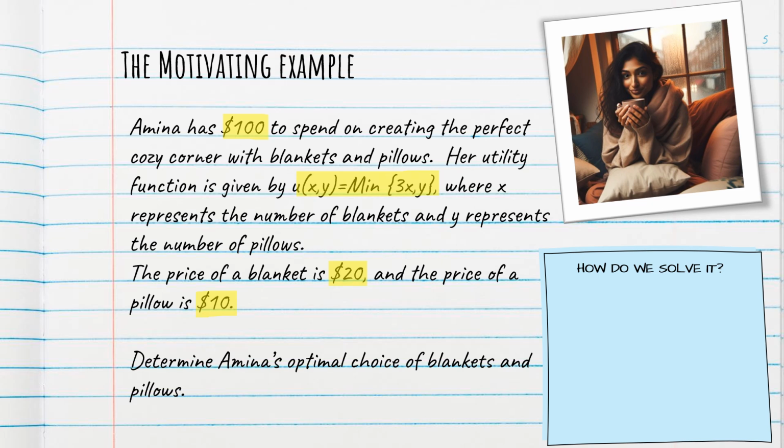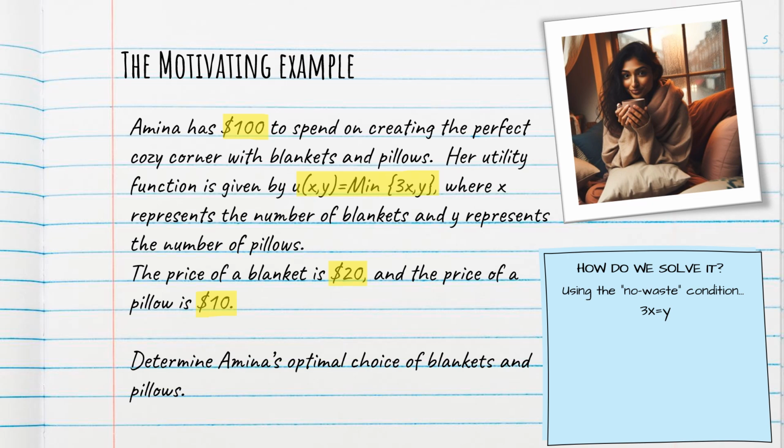As a result, in place of the tangency condition, we have what's called the no waste condition. The no waste condition guarantees that we aren't purchasing any pillows or blankets that aren't adding to our utility. The no waste condition is simply to take the two arguments of the min function here and set them equal to each other. It essentially forces us to be at the point of the right angle indifference curve.